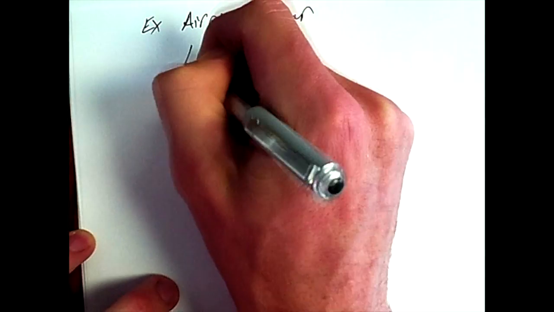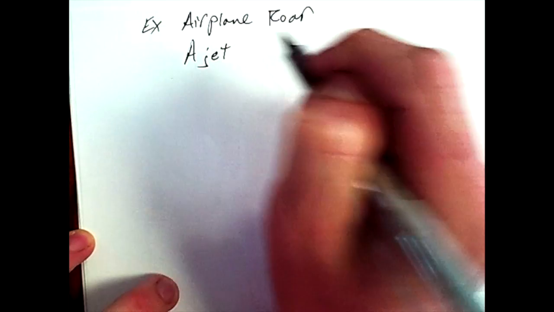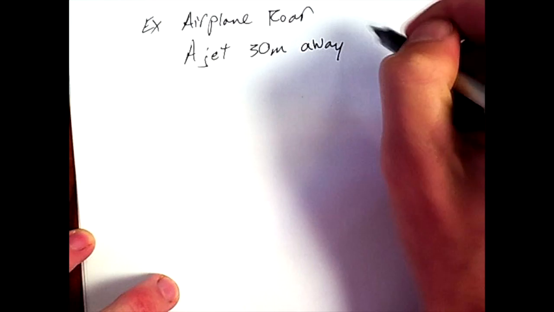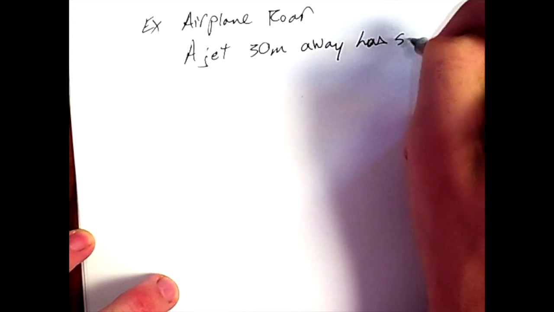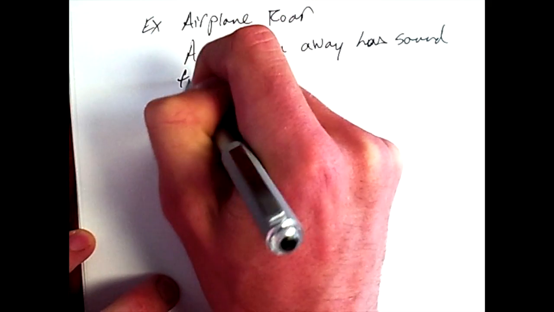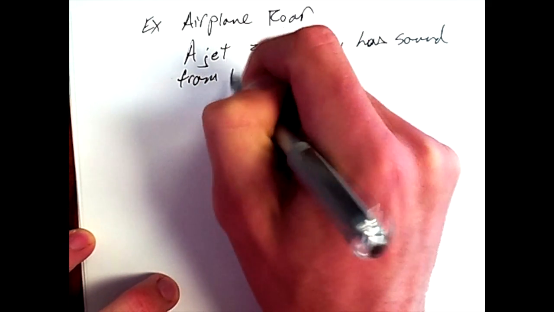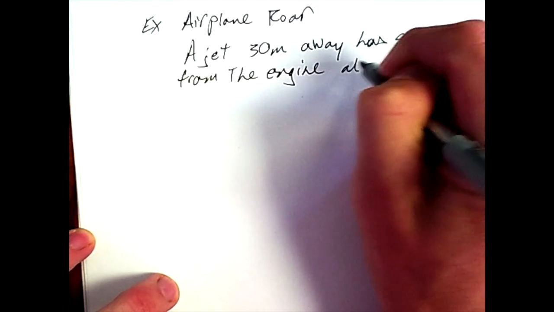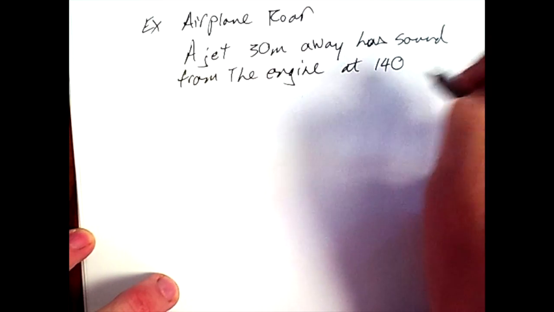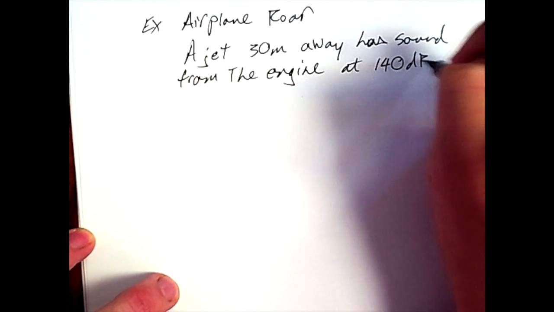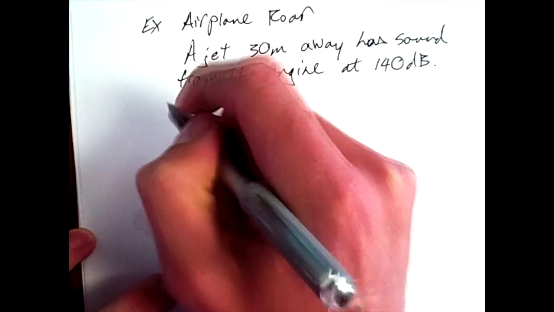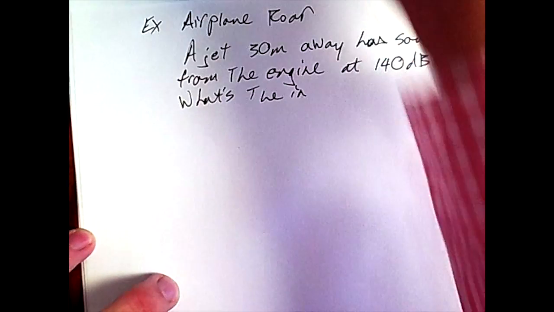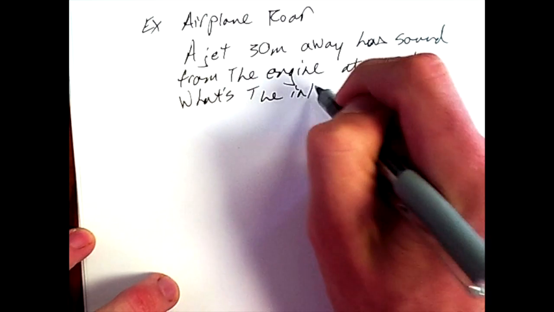A jet 30 meters away has sound from the engine at 140 decibels. That's the intensity. Oops, sorry. Tried to fix that.